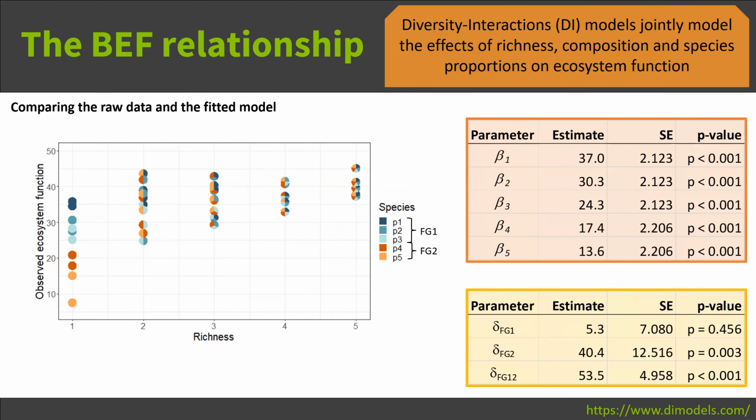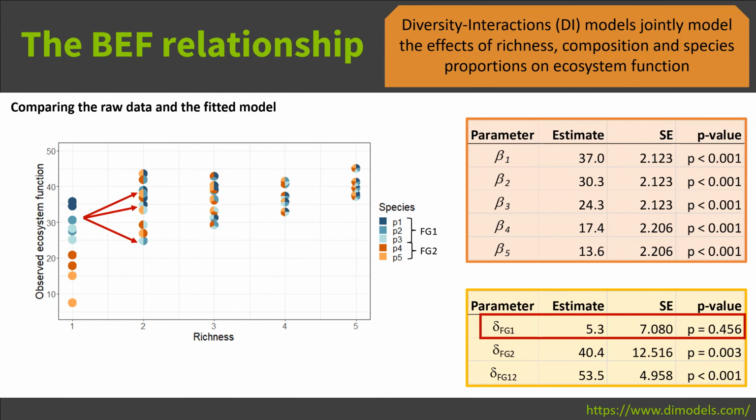Here we can see the raw data again. Can we see patterns identified by the fitted diversity interactions model in the raw data? Well, species 1, 2, and 3 have the highest identity effect estimates, 37.0, 30.3, and 24.3, while species 4 and 5 are the lowest, 17.4 and 13.6. And we can see this in the raw data monoculture points. The identity effects also contribute to what happens in mixture, not just monocultures. So it's the combination of both the identity and interaction effects that determine outcomes in mixture.